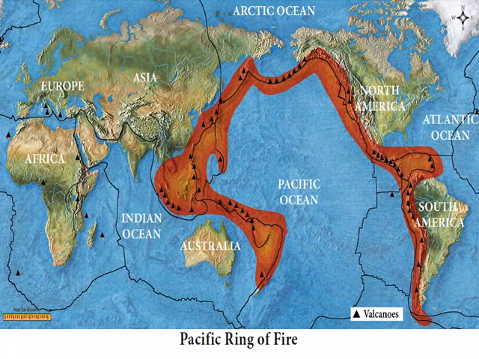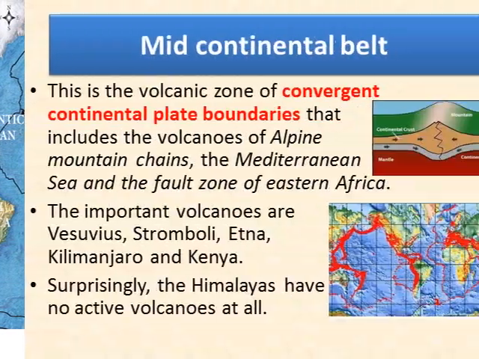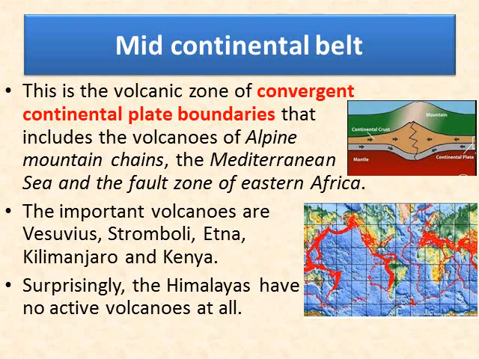Now let us see about the Mid Continental Belt. This is a volcanic zone of convergent continental plate boundaries. Convergent boundaries are when two plates are moving towards each other and one is pushed, or subducted, under the other. It includes the volcanoes of alpine mountain chains, the Mediterranean Sea, and the fault zone of Eastern Africa. The important volcanoes are Vesuvius, Stromboli, Etna, Kilimanjaro, and Kenya.